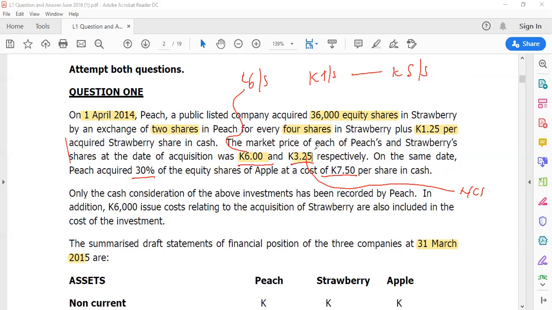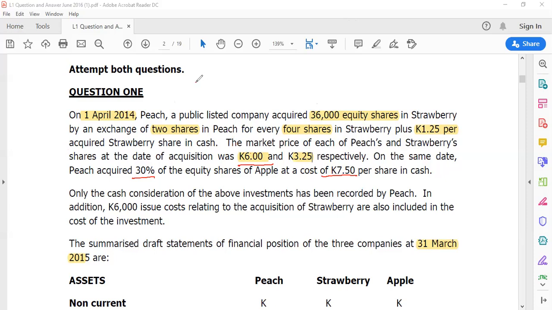So we are saying that we are working with the group structure here. Now there's a share exchange. Where there's a share exchange, you should be happy because the question becomes much easier. So now let's work them out. Let's follow it this way. Follow the English the way it comes. Don't confuse yourself. We've been told Peach acquired how many shares? 36,000 shares. Okay, so we'll bring that one there.